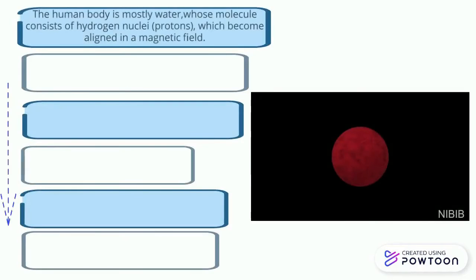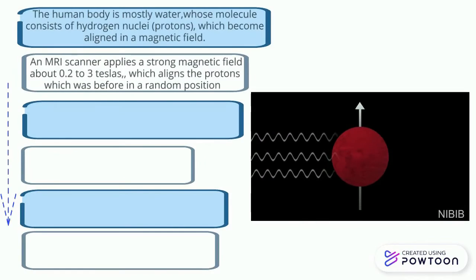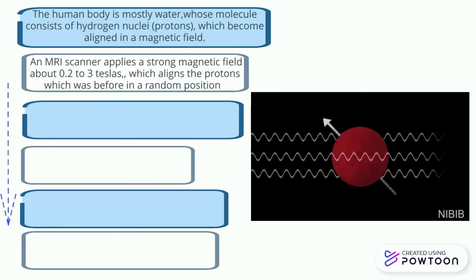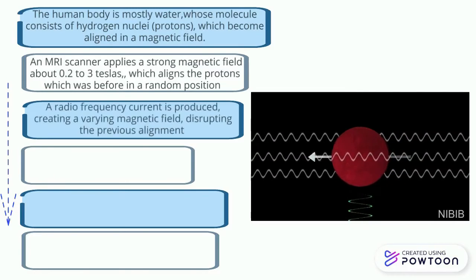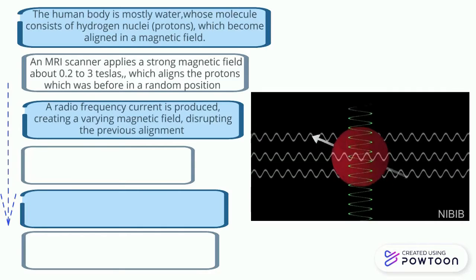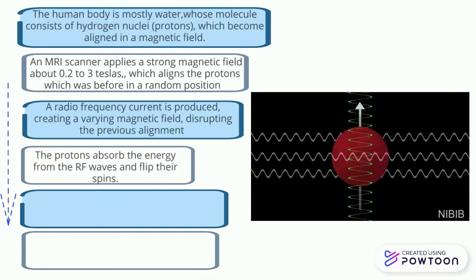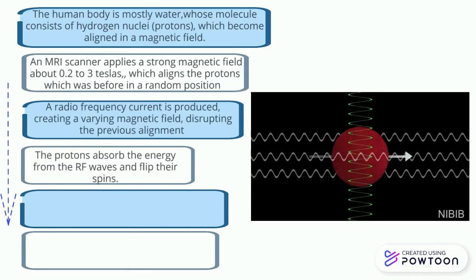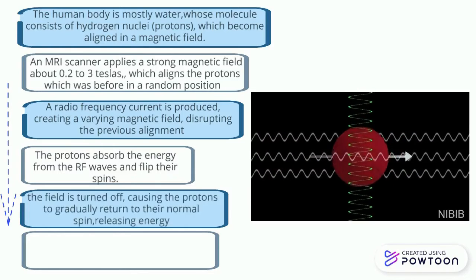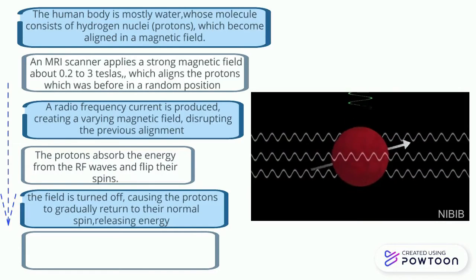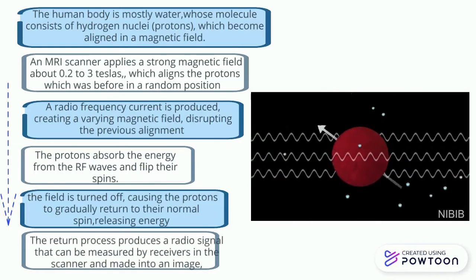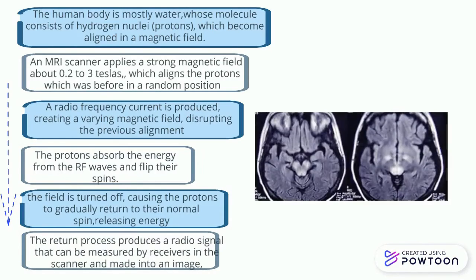The human body is mostly water, whose molecules consist of hydrogen nuclei, which become aligned in a magnetic field. An MRI scanner applies a strong magnetic field of about 0.2 to 3 teslas, which aligns the protons that were therefore before in a random position. A radio frequency current is produced, creating a varying magnetic field, disrupting the previous alignment. The proton absorbs the energy from the RF waves and flips its spin. The field is turned off, causing the protons to gradually return to their normal spin, releasing energy. The return process produces a radio signal that can be measured by receivers in the scanner and made into an image.